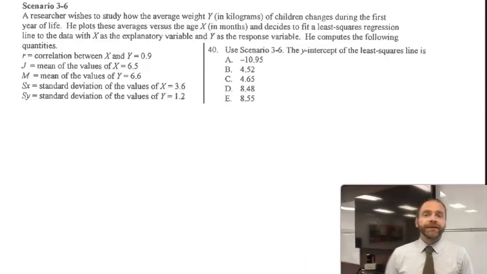We're looking at question 40 on the AP Statistics Midterm Review packet, and we're told to use scenario 3.6. Now, I'm not going to read the scenario, but I am going to look at the information given to us on the left side, which is our r value, the mean of x and the mean of y, and we're also given the standard deviation of x and y. The reason this is important is because we're not given any observations at all.